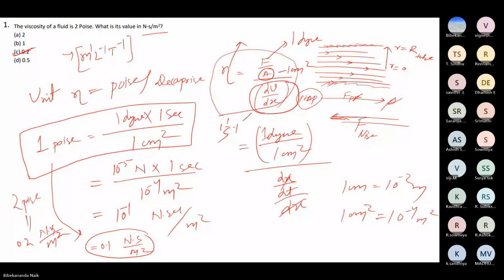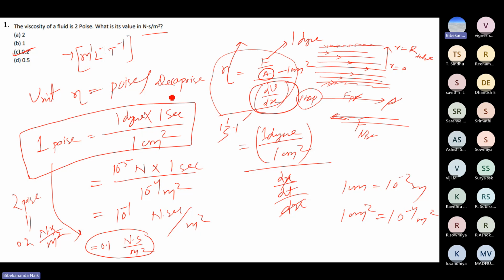So the dimensional formula is M1 L minus 1 T minus 1. So 1 poise is equal to 1 dyne into 1 second divided by 1 centimeter square. And we know 1 dyne is 10 to the power minus 5 Newton and 1 centimeter square is 10 to the power minus 4 meter square. So if you convert, 1 poise will be 0.1 Newton into second per meter square. So 2 poise will be 0.2 Newton into second per meter square. So the correct option will be C.